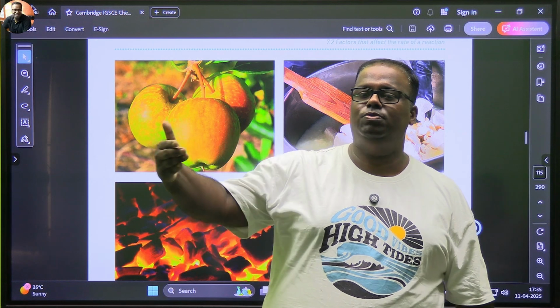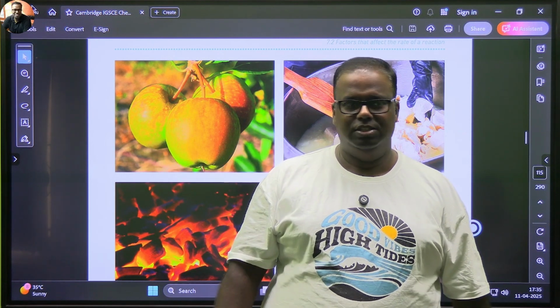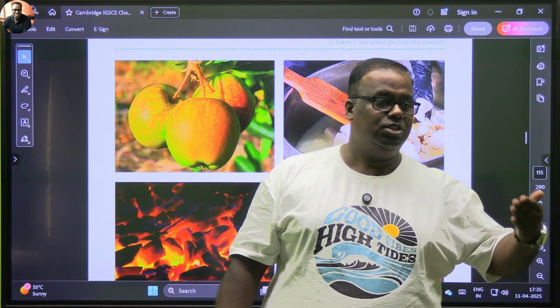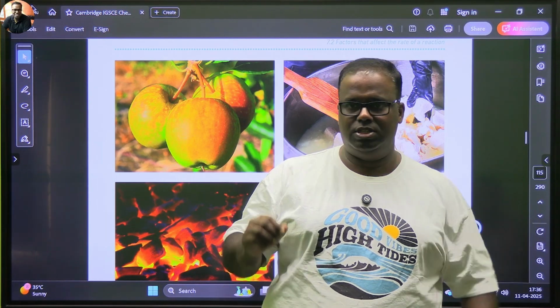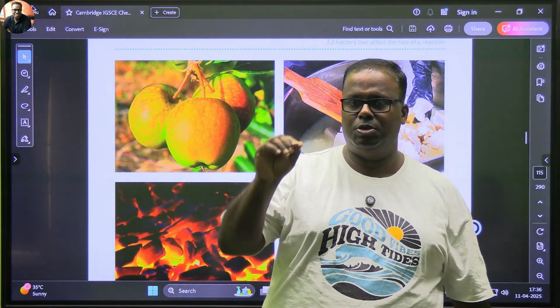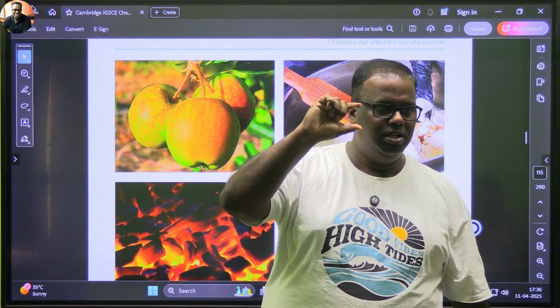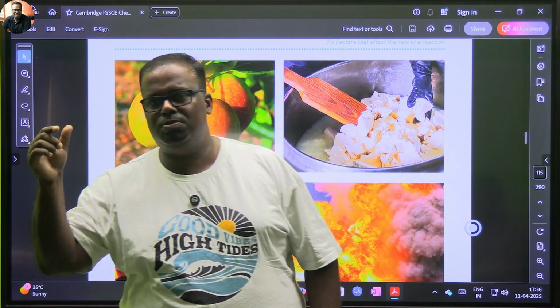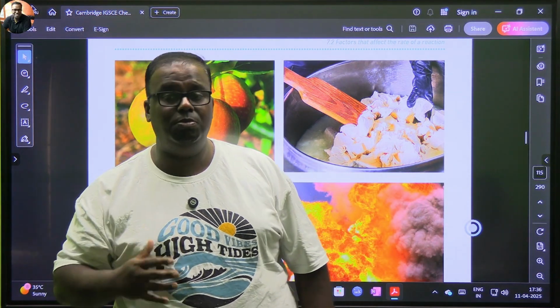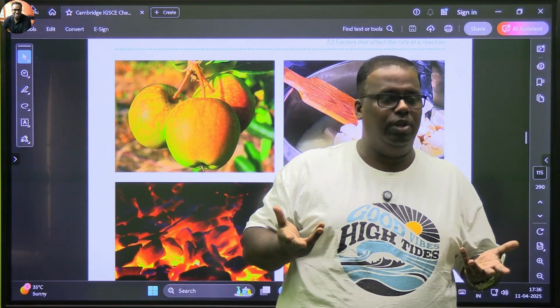Rate of change of distance is called speed. When distance changes with respect to time, you change time, how much distance changes? So that is known as speed. Similarly, the rate of change of displacement is known as velocity. So here we will be talking a lot about the rate of a reaction.